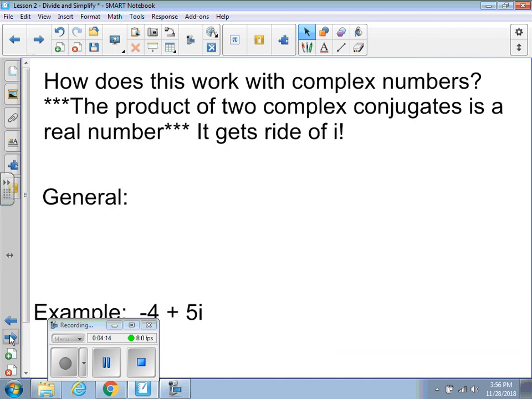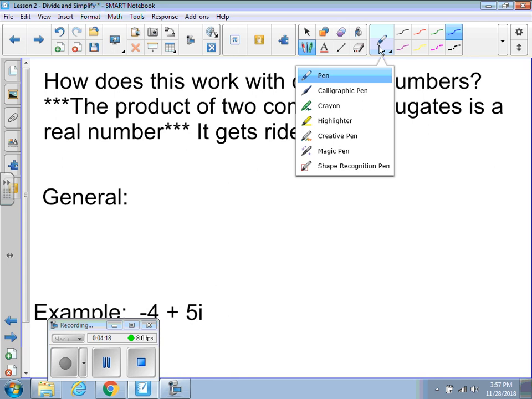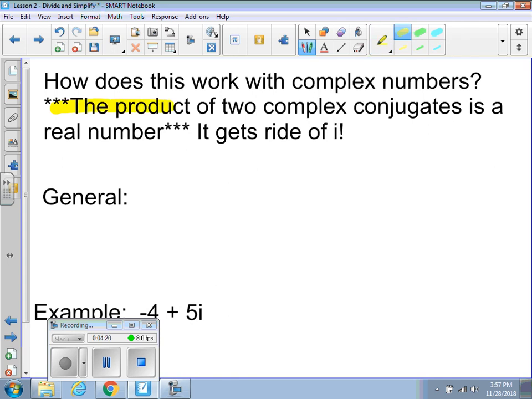Now, let's talk about why we're doing this. With complex numbers, the product of two complex conjugates gets you a real number. It gets rid of i. Okay? Why do we need to get rid of i? Well, if it's in the denominator, i is the same as the square root of negative 1. But we can't have radicals in the denominator. So we can't have i in the denominator, so we must rationalize.